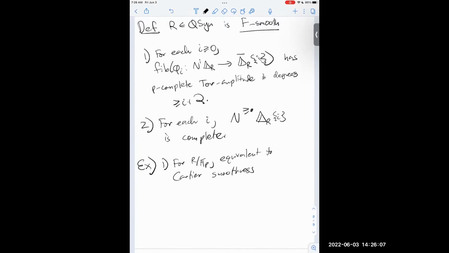Right, but there are also some other examples. For instance, if R is perfectoid, then R is also F-smooth, because in this case these maps phi_i are actually isomorphisms. One can also see the completeness of the Nygaard filtration, because it's very explicit in this case. The prismatic homology is A_inf.